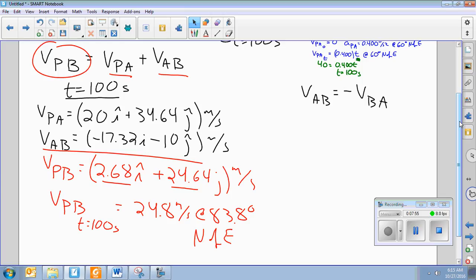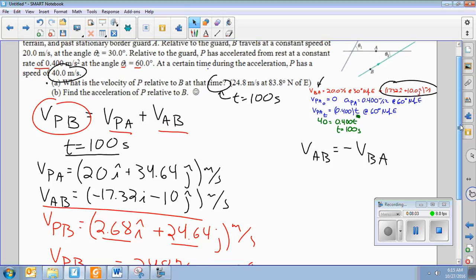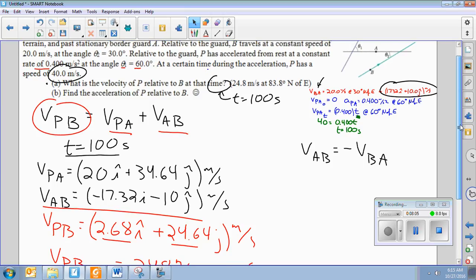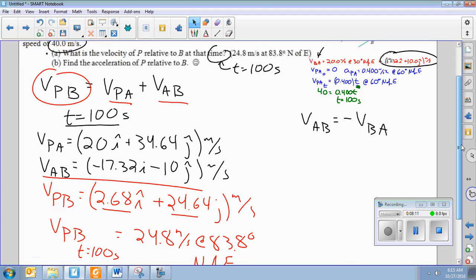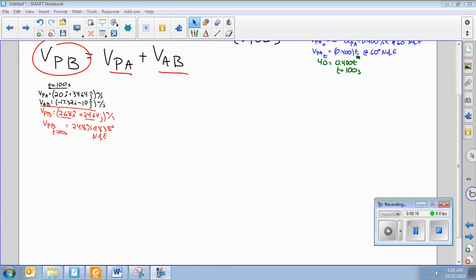Now, part B, there's two ways of doing it. Part B says find the acceleration of P relative to B. So in order to do that, I want to use the acceleration equation, right? So let me, as usual, free up some space on the board. Okay, so we're trying to find the acceleration. Let me do this in blue.